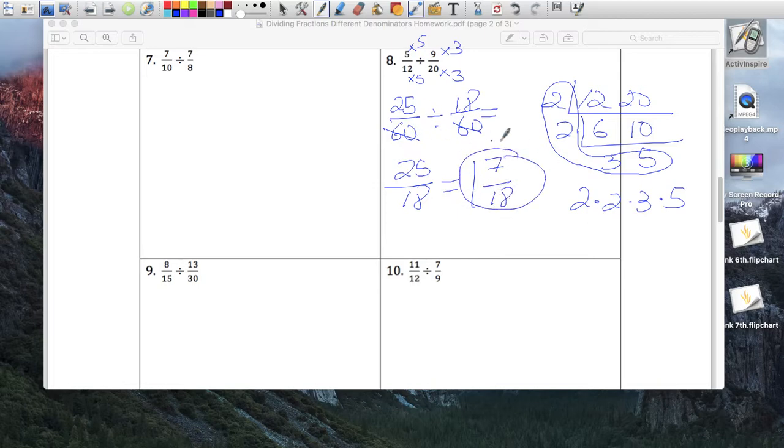I didn't ask you to model because 60 is pretty a lot. Okay. Now we're going to do 7 over 10 minus 7 over 8. We need the LCM between 10 and 8.